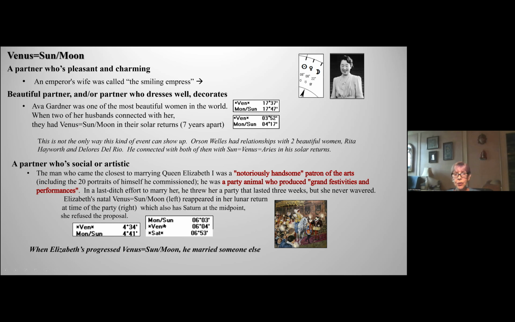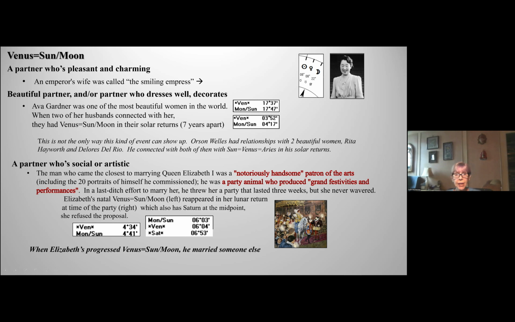She had Venus equals Sun Moon, the same picture as she had in her solar return. This is the lunar return, but she had Saturn Venus. So she had Saturn Venus, and she had Saturn on the Sun Moon midpoint. So that's sort of a double Saturn Venus. Saturn Venus is almost, let's say, identical to Saturn at the Sun Moon midpoint. And here is a painting of the party, grand festivity.